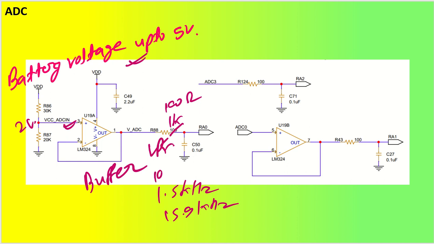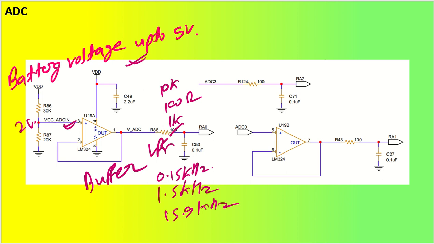If you increase it to 10 kilo ohm, then what will happen? Let's say I increase the resistance value to 10 kilo ohm, then it will become 0.15 kilohertz, that is 159 hertz or something like that. Understood? Similar to that, any ADC value that is coming up, you can send it to the buffer, then to the low pass filter, and then it goes to the ADC converter.